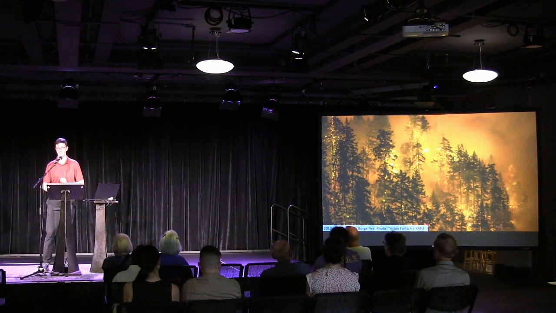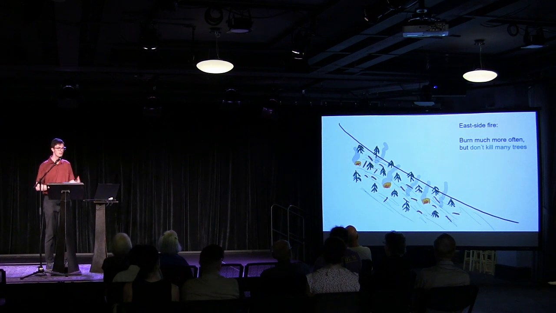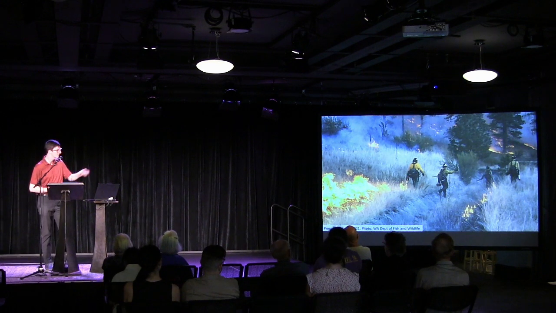But on the east side, the story is much different. Because it's so dry out there, they burn much, much more often, typically every 10 to 25 years. But they don't really kill as many trees, and there's a couple of reasons why. This is a prescribed burn, so this fire was set by people, but its behavior is really similar to natural fires. I want to draw your attention to some of those trees in the back.